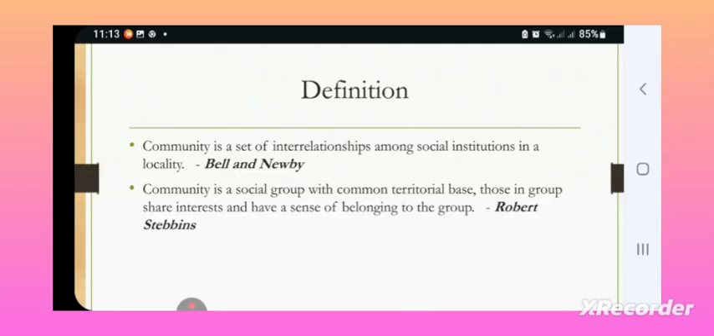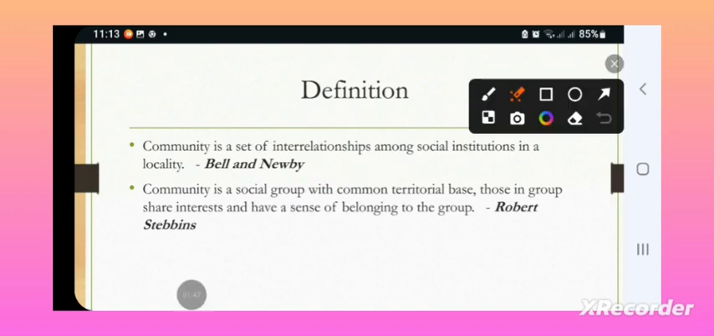Definition. Bell and Newby: community is a set of interrelationships among social institutions in a locality. This definition focuses on the structure of a local community. Social institutions refers to established patterns of behavior and organizations like family, education, government, religion and economy. Bell and Newby suggest that a community is defined by how these local institutions interact and interconnect within a specific locality or geographical area.